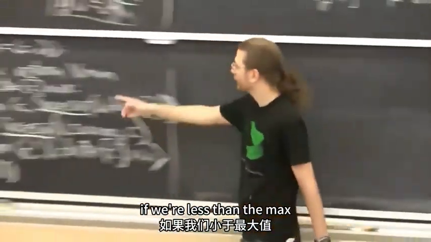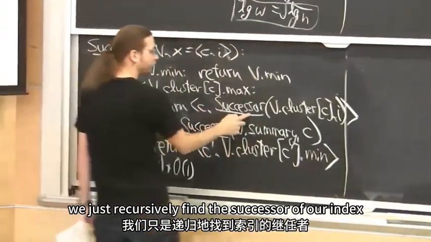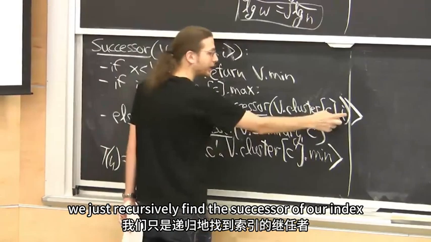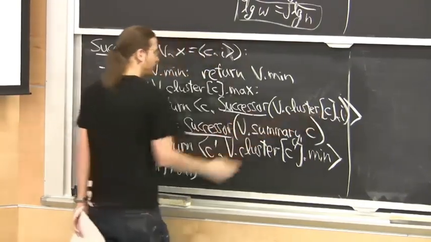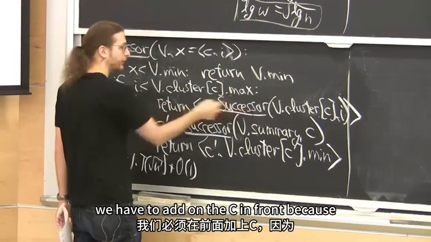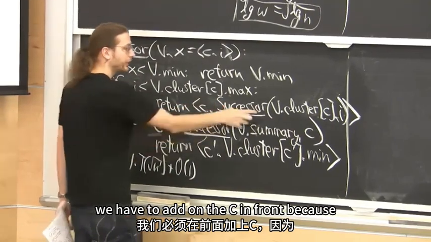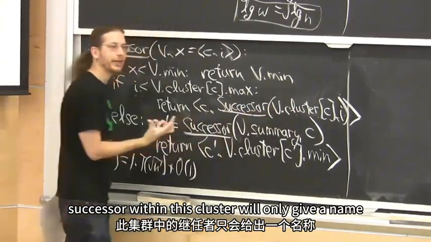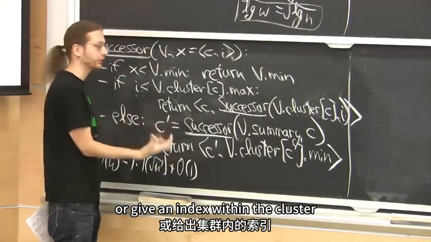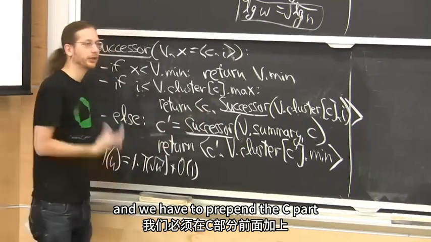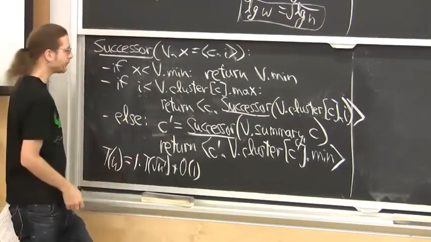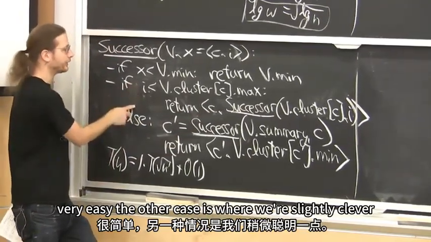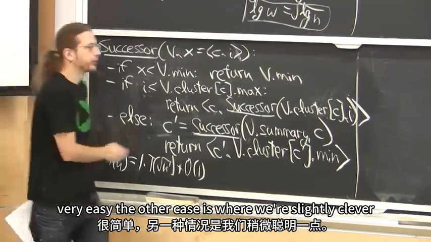So that's what we do. If we're less than the max, then we just recursively find the successor of our index within cluster C. And then for the answer, we have to add on the C in front, because the successor within this cluster will only give an index within the cluster, and we have to prepend the C part to give a global name. Okay, so that's case one. Very easy. The other case is where we're slightly clever, in some sense.